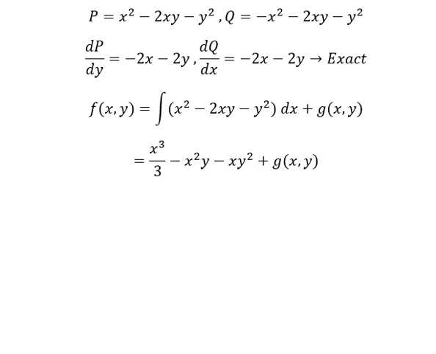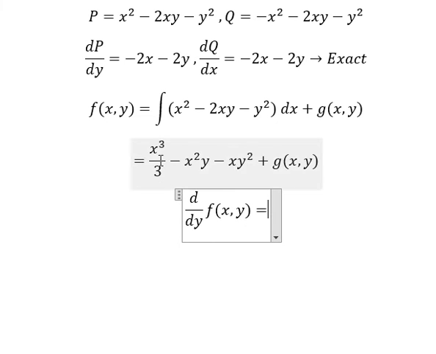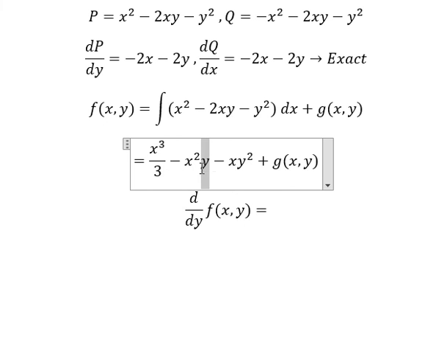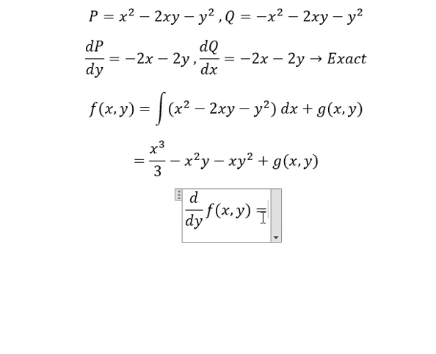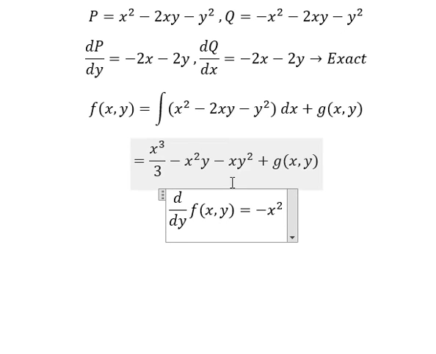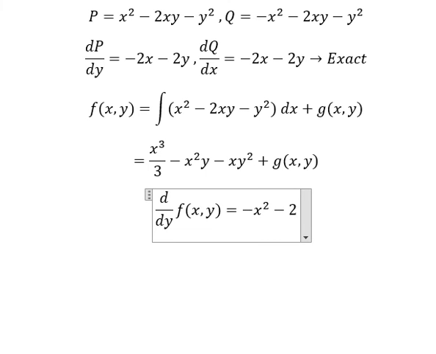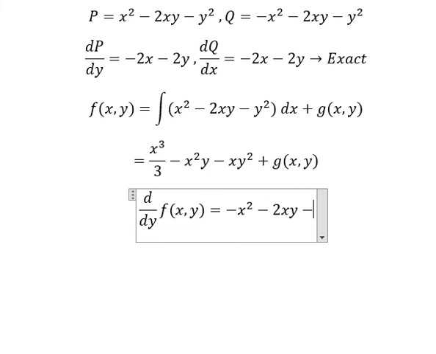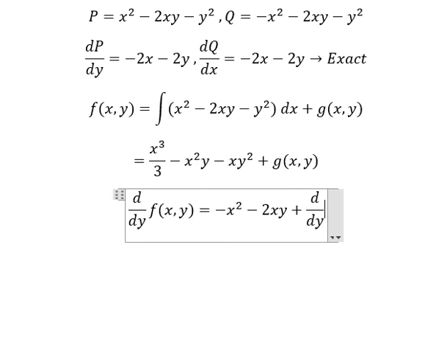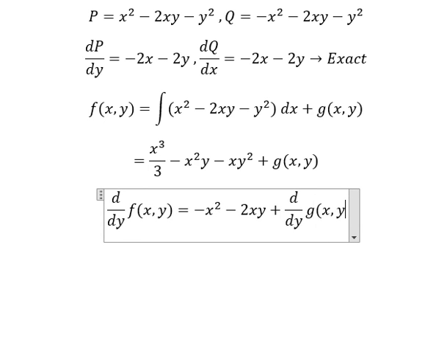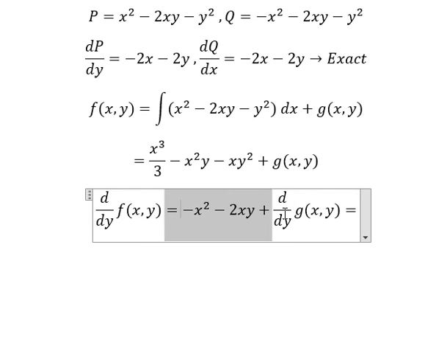Next, we need to do first the derivative of f with respect to y. This one we got number 0. This one we have number 1. This one we have 2y. So we know that this one equals to this one.